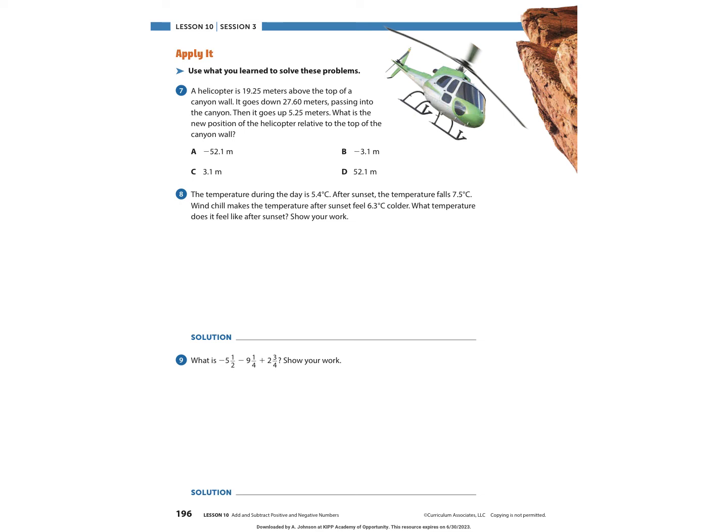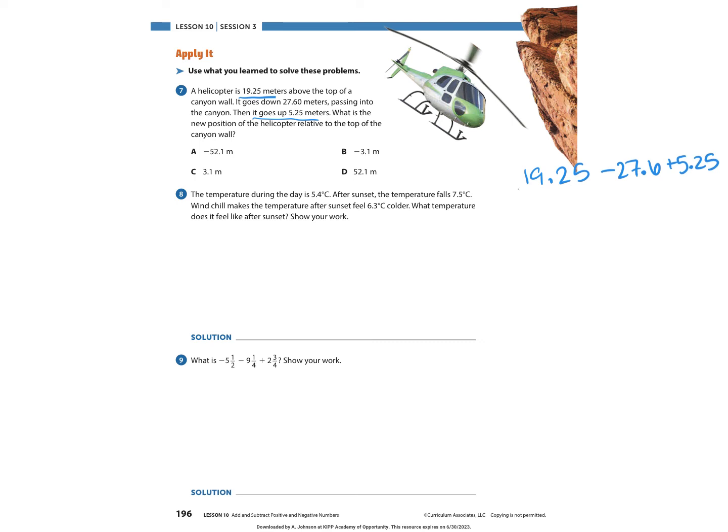So for this next page, again, this is just multiple integers, or rather negative rational numbers, because we've got decimals. So 19.25 above, that's positive. Goes down 27.6, so that's minus. Then goes up again 5.25. So what's the final position?